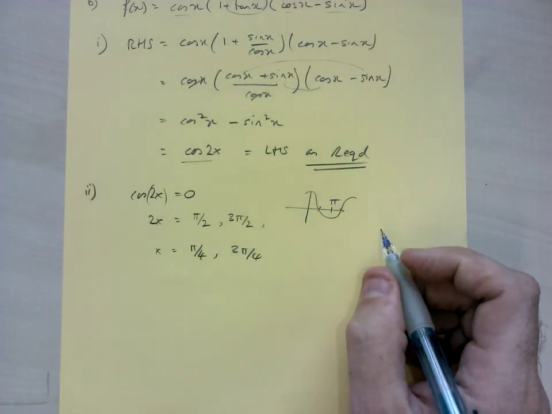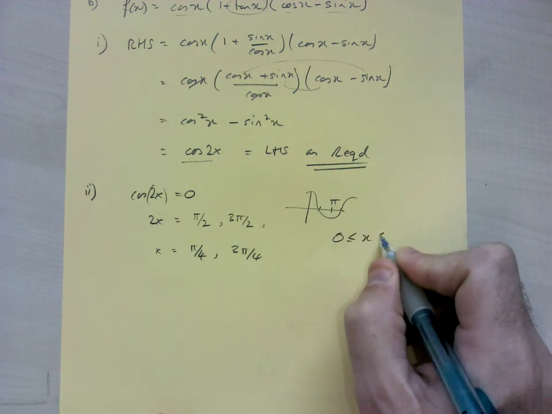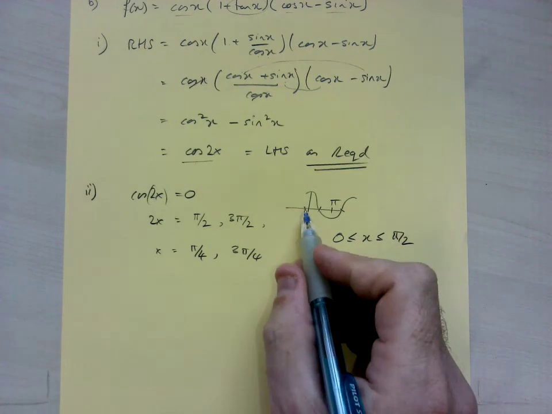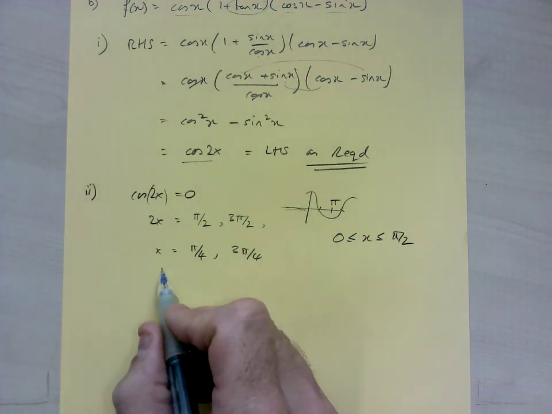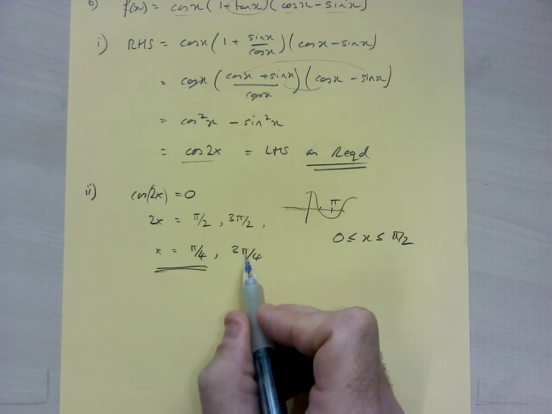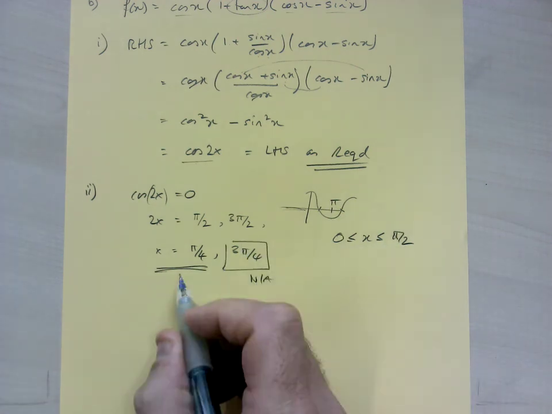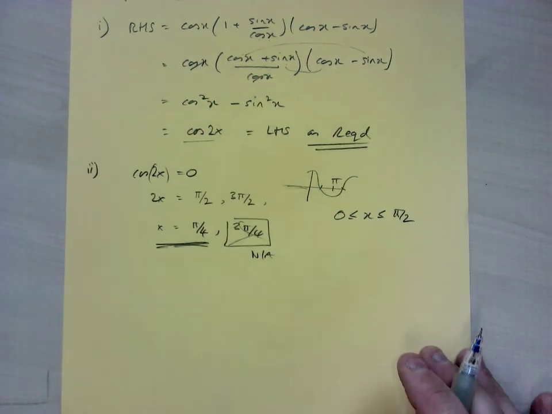I need to check the domain of the question. The question said that x is between 0 and pi on 2. So I didn't need to worry about any negative ones. This one is fine. This one is past the domain that I need, so that's not applicable, and I've just got x is pi on 4. So there's my solution to part 2.